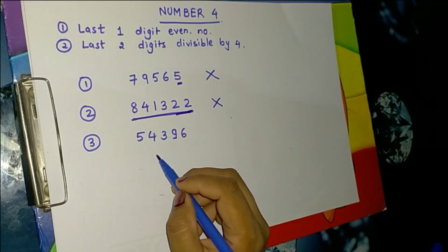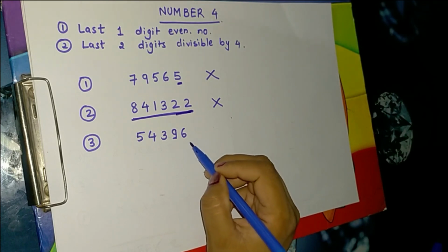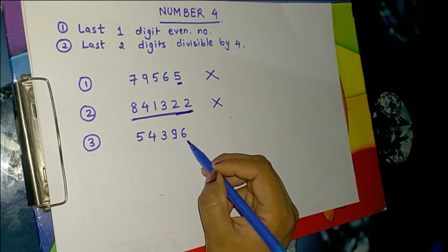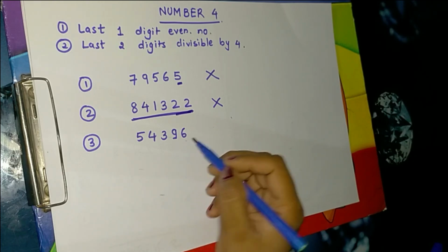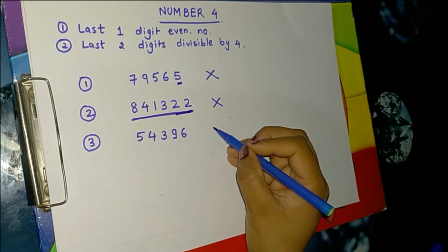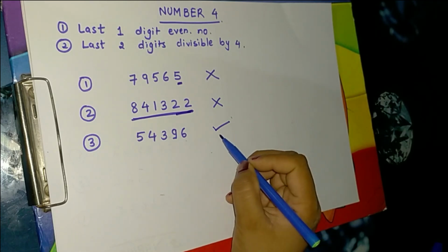Our third example is 54,396. The last digit of this number is an even number. So here we can go for the last two digits, which is 96, and 96 is divisible by 4. So here we can say that this complete number 54,396 is also divisible by 4.